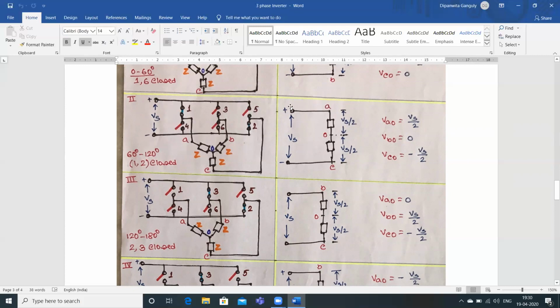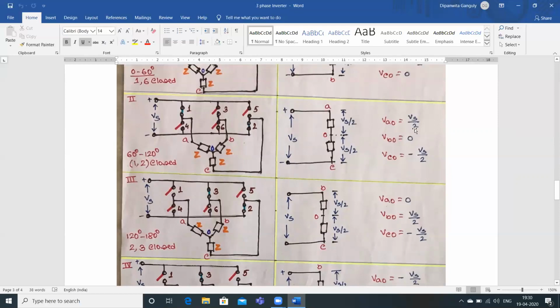A is connected with the positive terminal via switch 1, and C is connected with the negative terminal via switch 2, and both have equal impedance Z. So the voltage developed across VAO is equal to Vs by 2. VBO is equal to 0 because phase B is not at all connected with the input voltage source, and VCO is equal to minus Vs by 2 because C is connected with the negative terminal of the source.